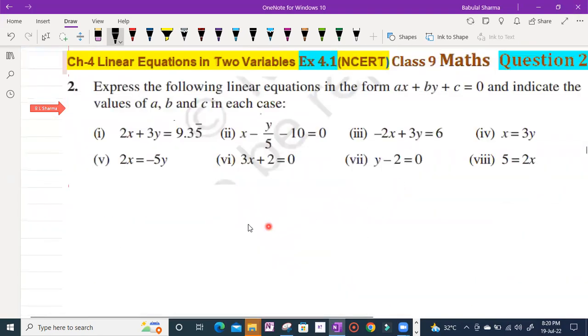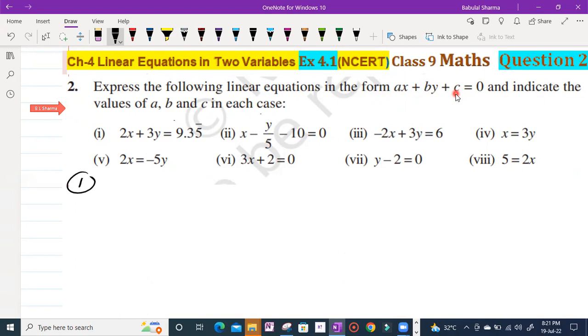Now we move on to question number 2. Express the following linear equations in the form ax plus by plus c is equal to 0 and indicate the values of a, b and c in each case. इस क्वेश्चन में ये आपको लीनियर इक्वेशंस इन टू वेरिएबल गिवन है, लेकिन इसको हमें स्टैंडर्ड फॉर्म में लिखना है और उसके बाद में हमें पता लगाना है the value of a, the value of b और the value of c. Value of a means coefficient of x, value of b means coefficient of y, and value of c means the constant term. तो पहले हमें इन सबको स्टैंडर्ड फॉर्म में लिखना पड़ेगा.